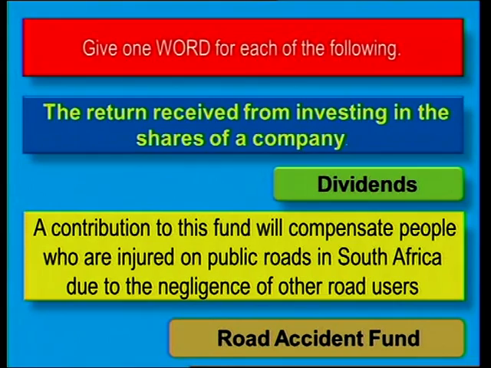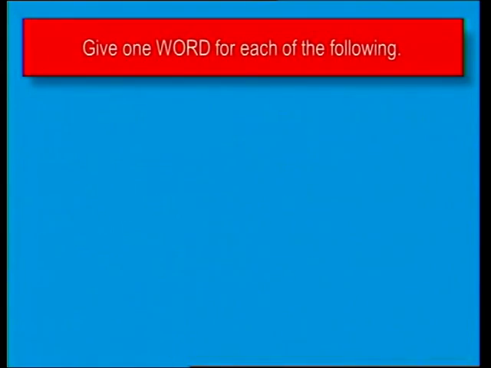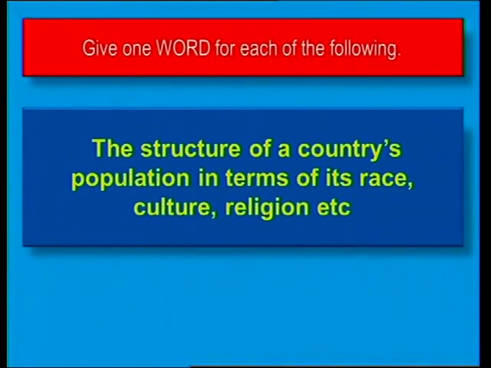Melanie, I think that was the end of... No, there's another one. Another one? Let's see quickly. One word, 4. And this one is also easy if you know the... Well, it would be easy. The structure of a country's population in terms of its race, culture and or religion.